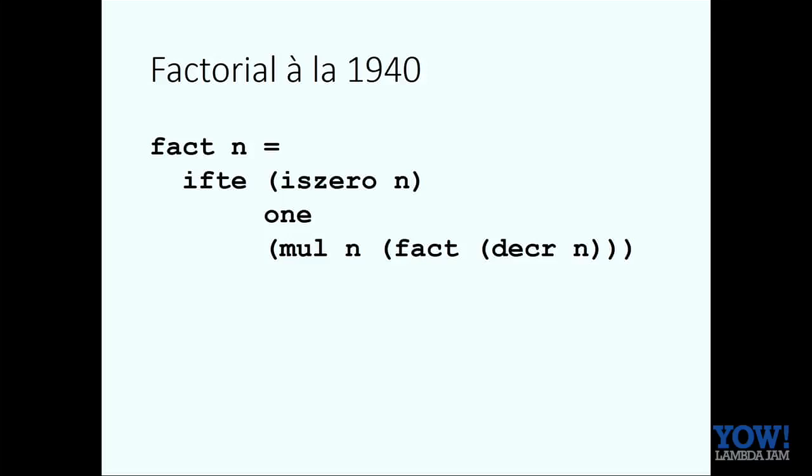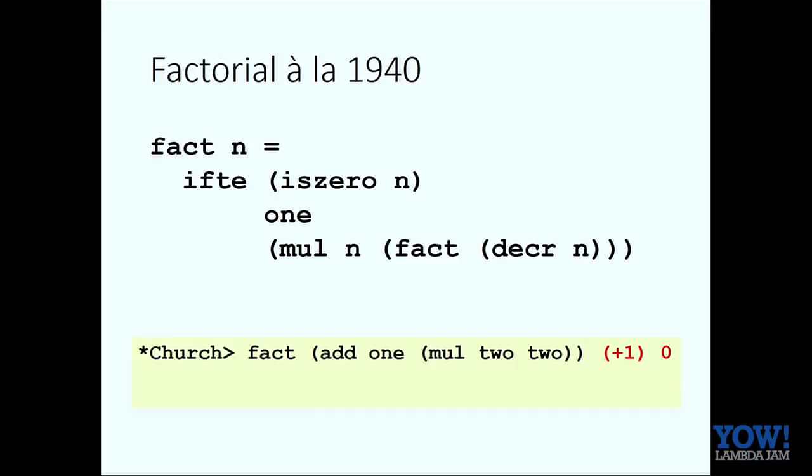So here is factorial a la 1940. And so I'm just using my if then else. If n is 0, I'll return 1. Otherwise, I'll multiply n by factorial of n minus 1, as usual. And does this work? Well, I can just try it out.